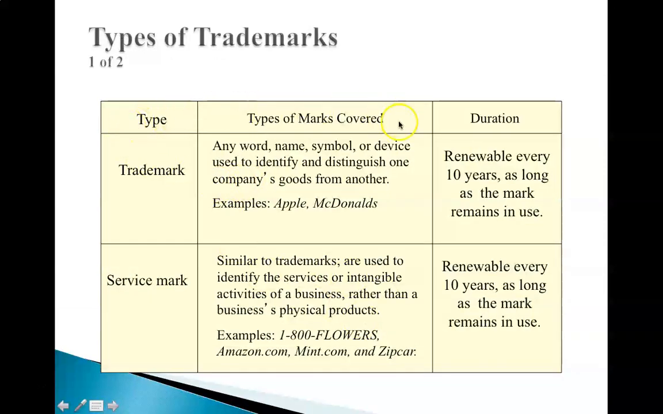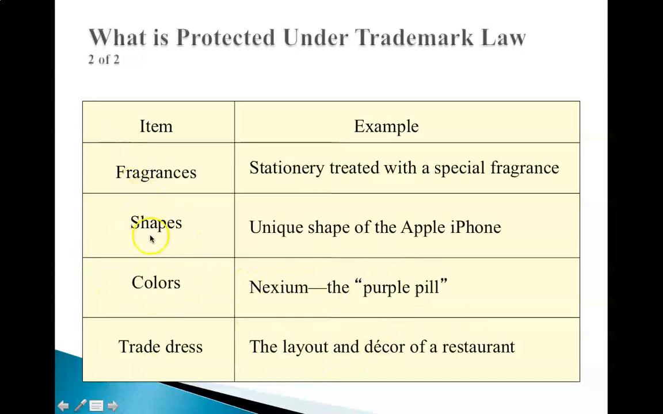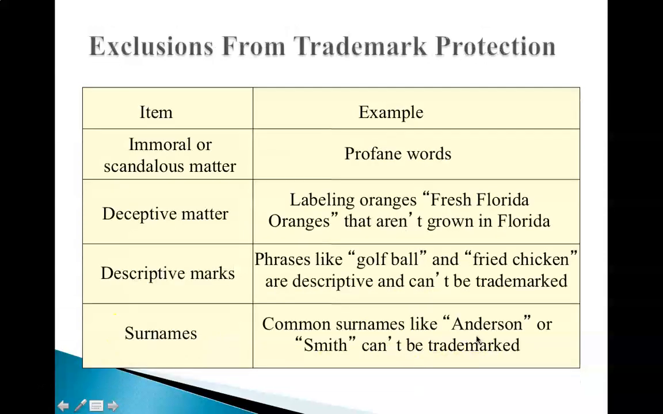We have here some types of trademarks, and they go through the trademark or service mark, and I think you can read these on your own. It just outlines the different types of trademarks. But what is protected under trademark? Well, you can protect words, numbers and letters, designs and logos, the Nike swoosh, the MGM Lion's roar, fragrances, shapes, colors, and trade dress. The layout and decor of a restaurant can be trademarked.